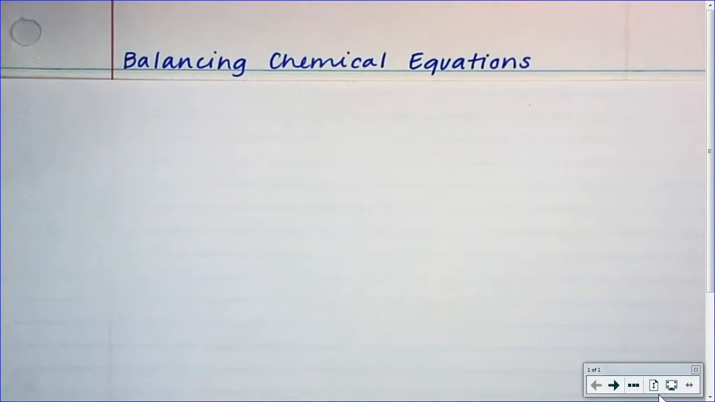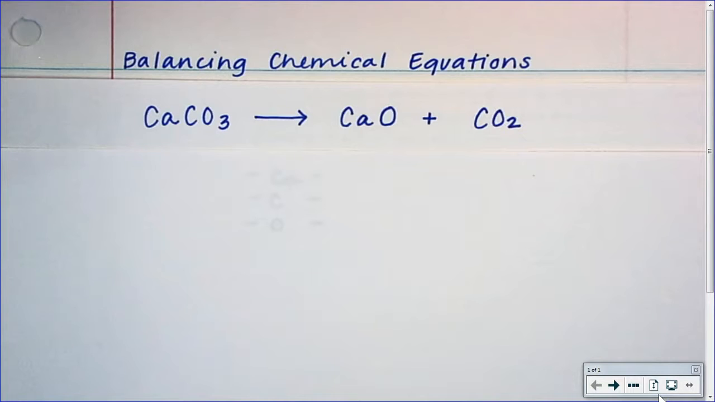So let's go ahead and start balancing chemical equations. We're going to go ahead and work through 3 different examples. At first we'll go pretty slow, and then afterwards we'll try to speed it up a little bit from there. So here's our first example.